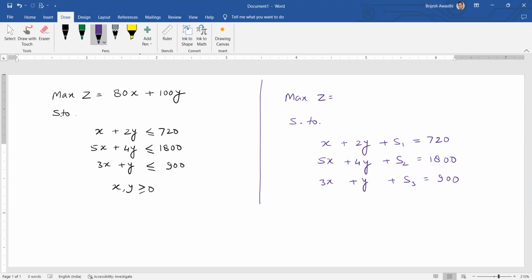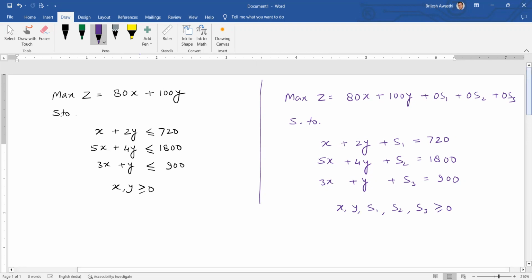And our objective equation is what? Max Z equals 80x plus 100y plus 0s1 plus 0s2 plus 0s3, and all our variables x, y, s1, s2 and s3 are greater than or equal to 0.